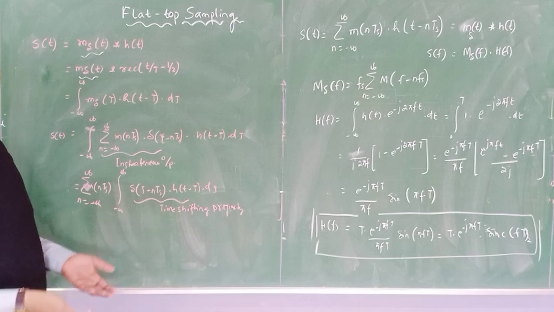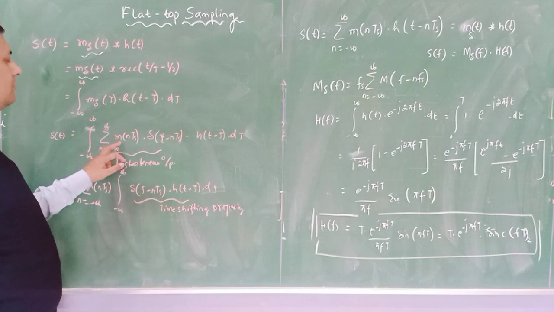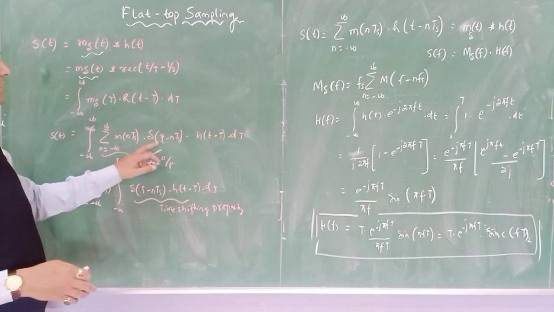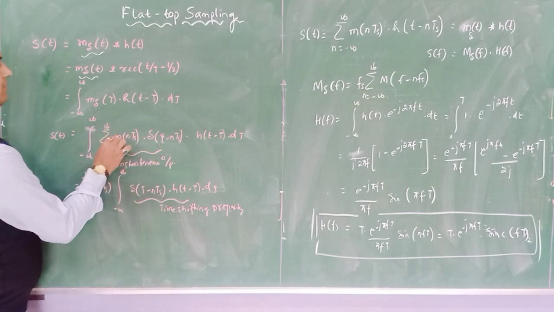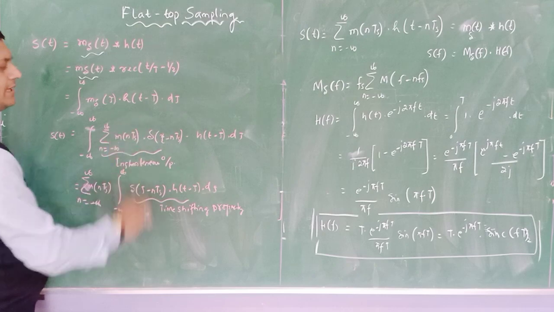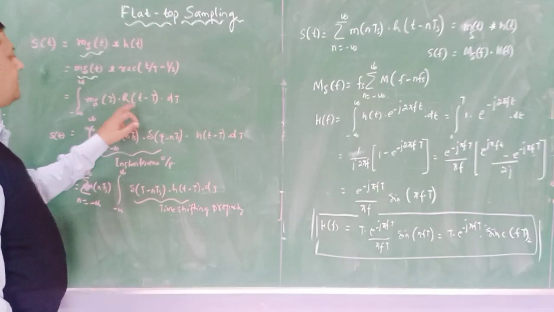First, this is m delta of tau. What is m delta of tau? It is nothing but the sample signal multiplied with the pulse train. So it is the sum from minus infinity to infinity of m of nTs times delta of t minus nTs. And what is h of t minus tau?